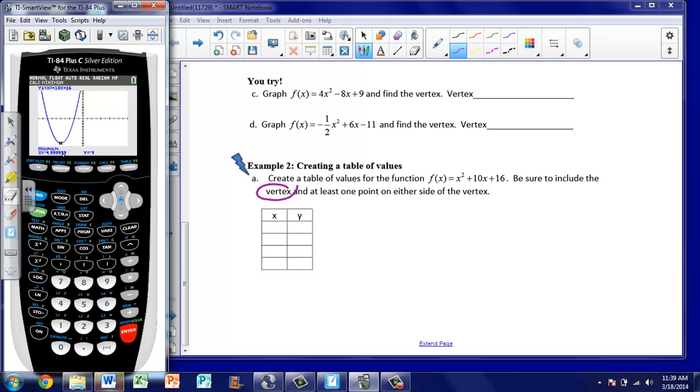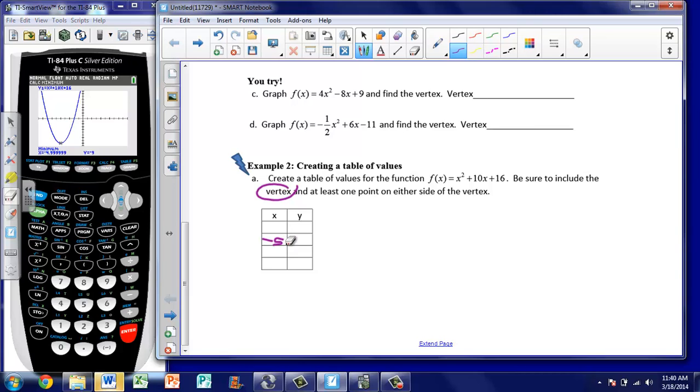And I get a vertex of negative 4.99999, negative 9. So we'd call that probably negative 5. We'd round that to negative 5, negative 9. So I'm going to put that here. Negative 5, negative 9. Now I want to find points on either side of the vertex.